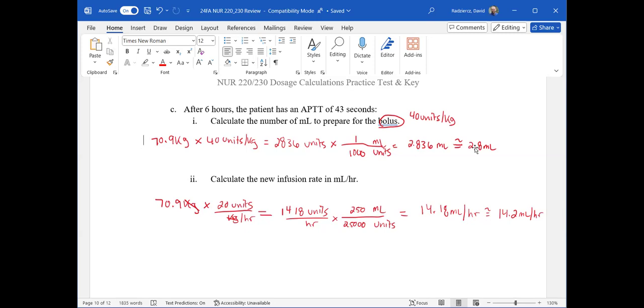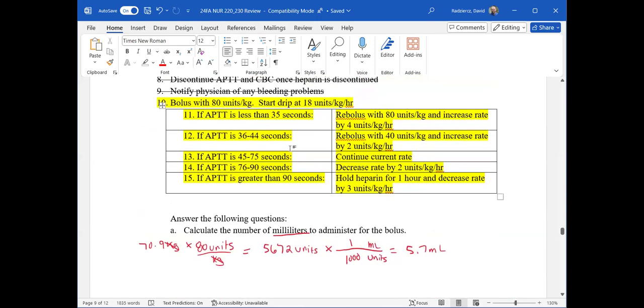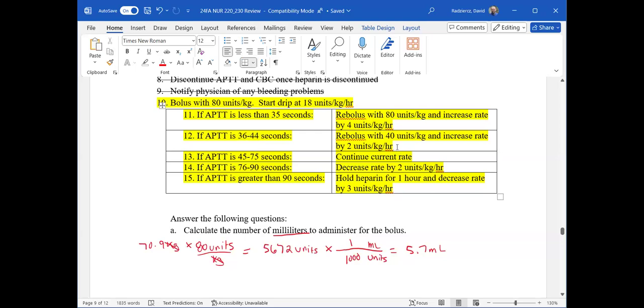I just used the data that was in the table, and then I made it simple in the example question that I'll give you because everything's right there. You can see it. Will you scroll up a second just so I can see where you got the 40 units per kilogram? Yeah, it's in the table. So if you look at step 12, step 12 says if your APTT is in that range, then you're going to follow the steps that are listed here. Rebolus with 40 and then increase the rate by 2.